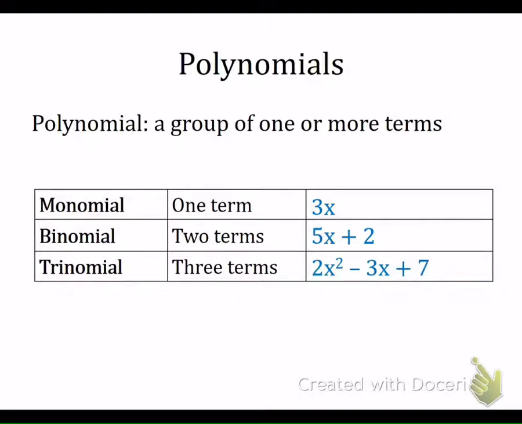Same thing with polynomials. Anything more than that, we just call it a polynomial. So if it has like 5 terms, you'd call it a 5-term polynomial. 7 terms would be a 7-term polynomial. Okay?